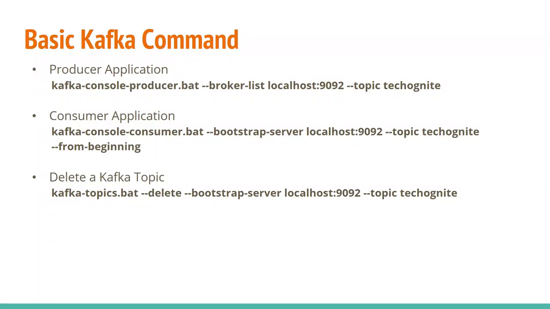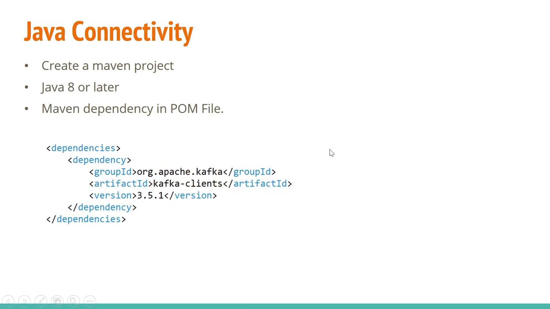Now, when we have produced and consumed some messages from the command line, let us write some Java code. For the Java code, we are going to create a Maven project. For Kafka, we need Java 8 or later. For our demo, I am going to use Java 11. Then for the Maven project, we need a single dependency, which is the Kafka client. And this is the latest version of the Kafka client, which is 3.5.1.